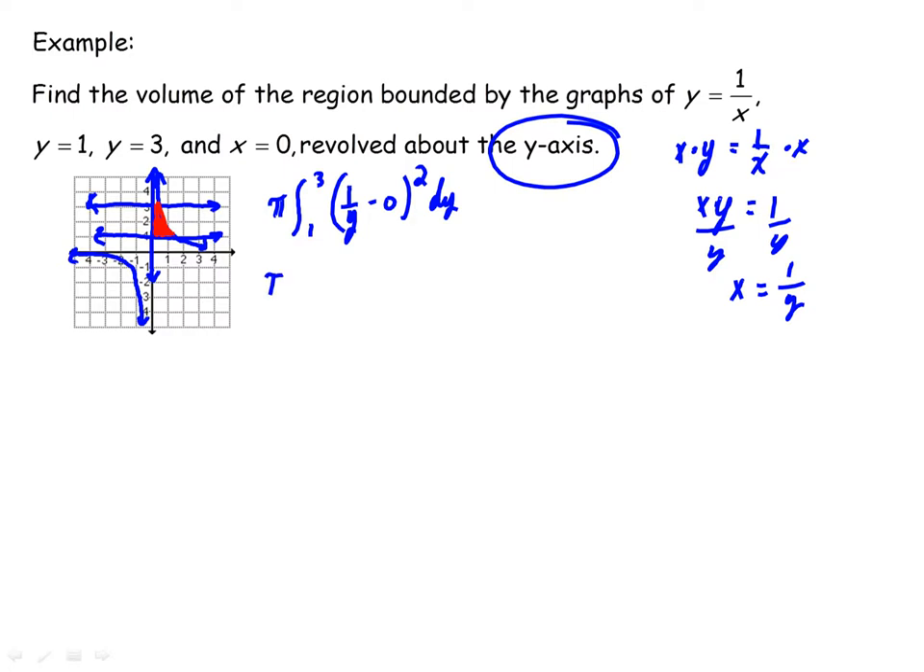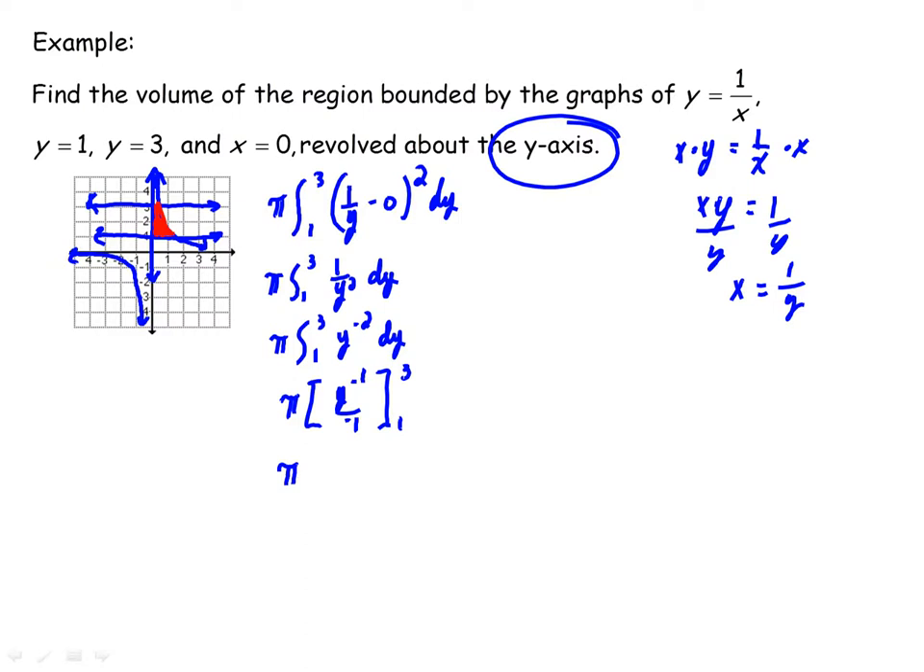Okay, so we have pi integrated from 1 to 3. If we square that, we're going to have 1 over y squared dy. Tell me how to integrate that. Yes. So we're going to have pi times the integral from 1 to 3 of y to the -2 dy. So we'll have pi, doing the integration, y to the -1 divided by -1 from 1 to 3. Let's clean that up just a little bit before we start substituting in. That's going to turn into -1 over y, right?